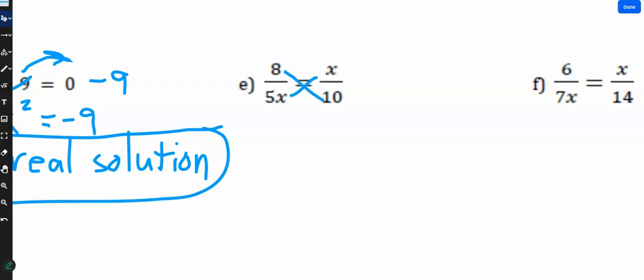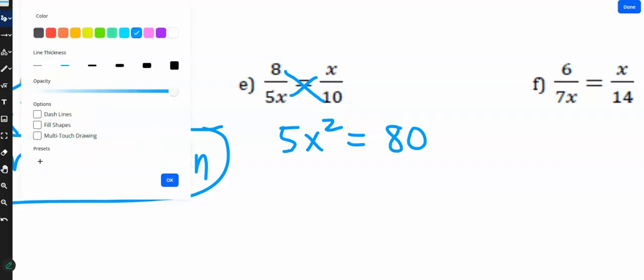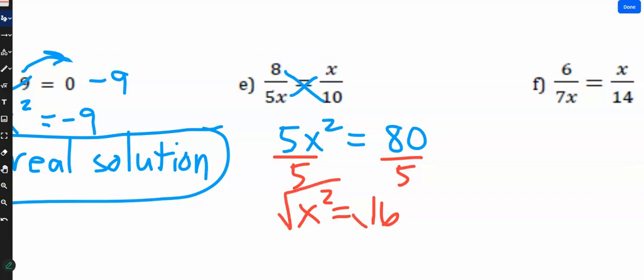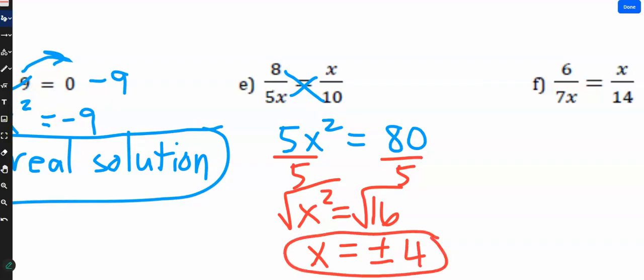Okay, so here this is a proportion, we're going to cross multiply. So that's 5x squared on one side and 80 on the other side. Once again, no linear term. Haven't come across that other situation I talked about. Divide by 5, x squared equals 16. Take the square root on both sides, and we get plus and minus 4. Don't forget your plus and your minus, because there's two solutions, a positive and a negative.